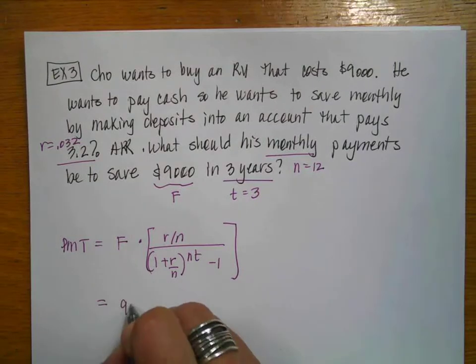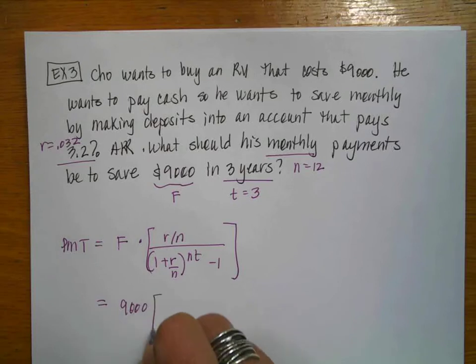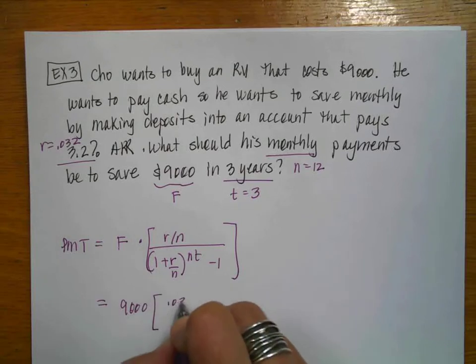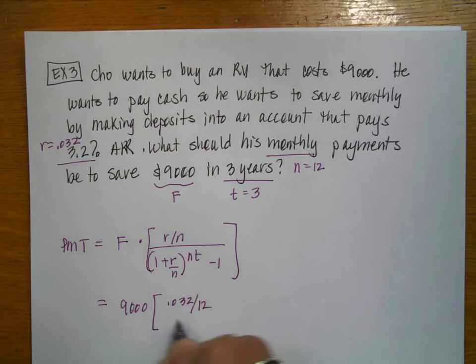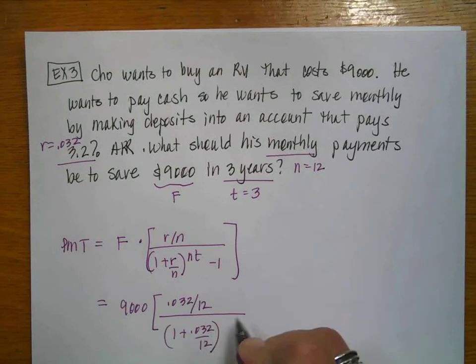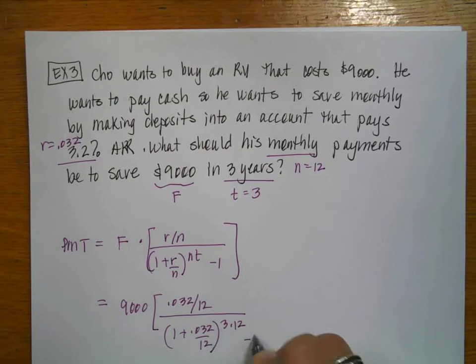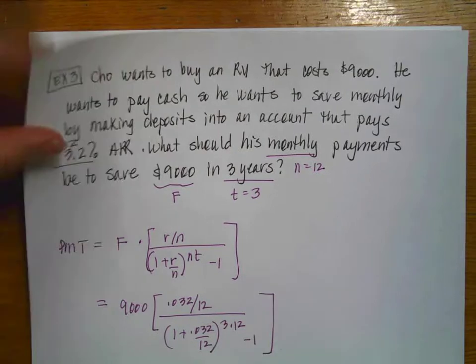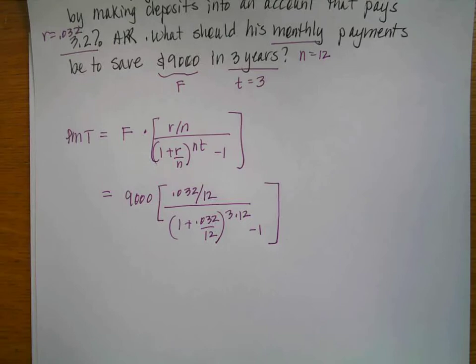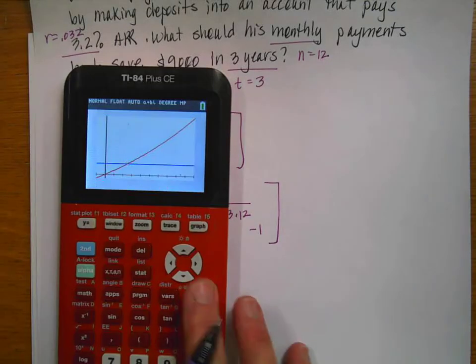So now I'm going to substitute in what I know. So I know that the future value is $9,000. My R is 0.032, and I'm going to divide by 12, and then I'm going to do 1 plus 0.032 divided by 12, raised to the 2 times 12, and then there's the minus 1. So now let's go ahead and put this in our calculator to find out what his payment needs to be. So again, you just have to be really careful with your parentheses.